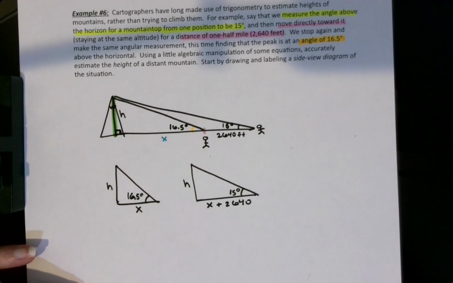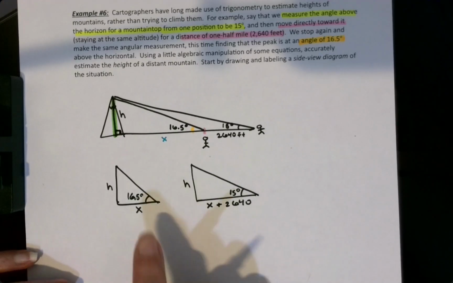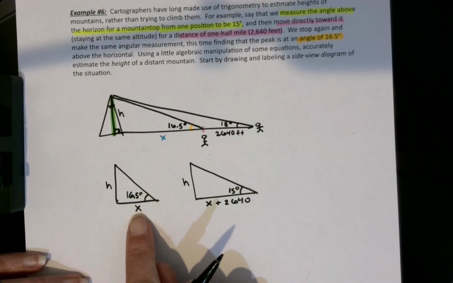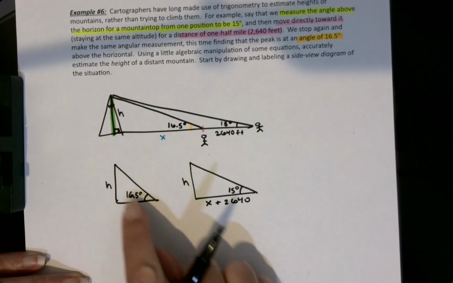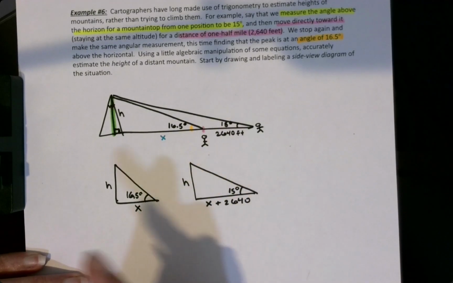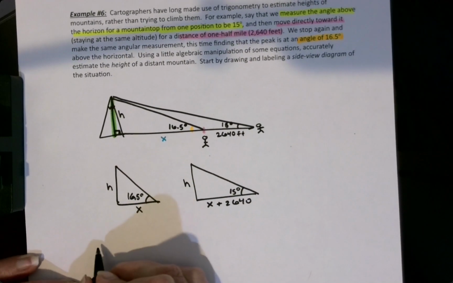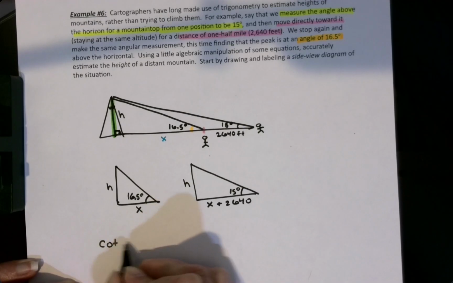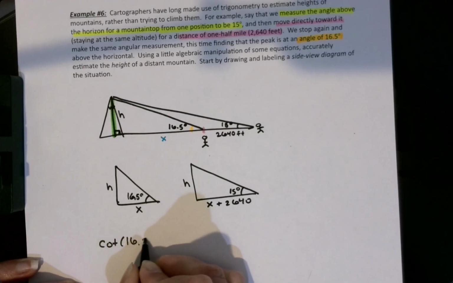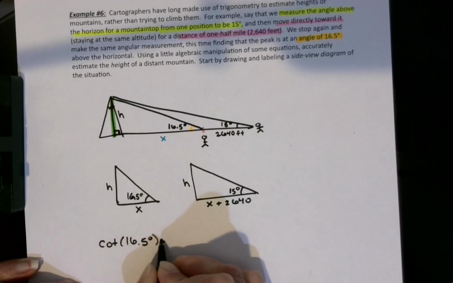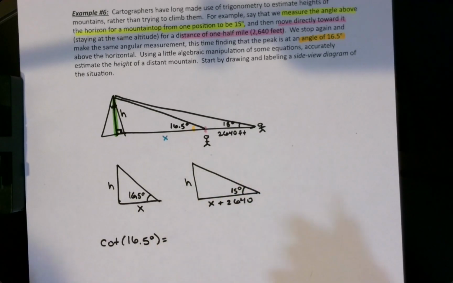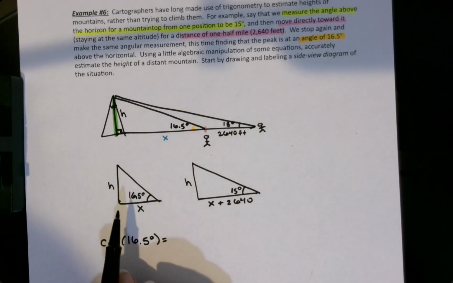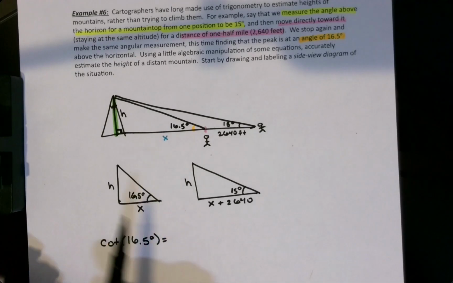All right, so I want to solve for x. So I'm going to want to have the x on the top. So instead of tangent, which is opposite over hypotenuse, let's go ahead and do cotangent of 16.5 degrees would be equal to, I think I call it hypotenuse, I'm going to call it adjacent. The H is throwing me. H for height, not for hypotenuse.